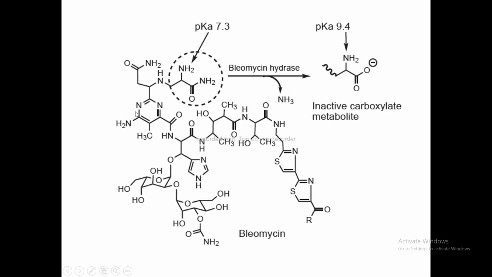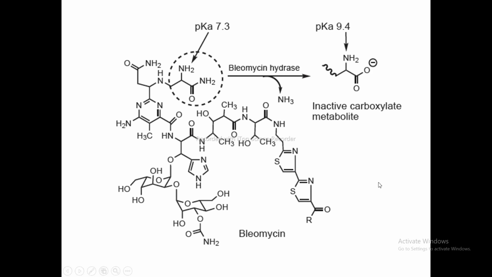Now this is the structure of bleomycin. As we have discussed, it contains this bithiazole ring system, and this bithiazole ring system gets inserted into the DNA base pairs. So this bithiazole ring system gets intercalated between the DNA base pairs. As we discussed in actinomycin, there was a phenoxazone ring, and that phenoxazone ring gets intercalated between the GC base pair. Now in this case, the bithiazole ring system gets intercalated between the DNA base pairs.